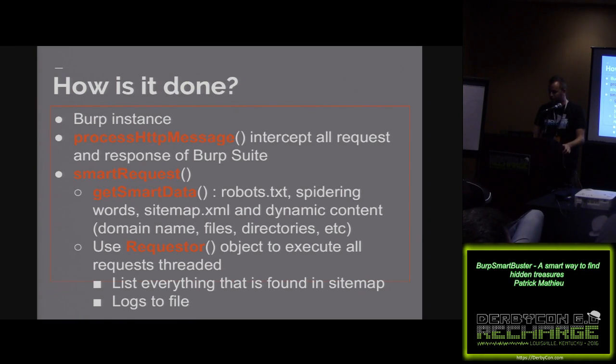So the smart request will do get smart data. It will execute the code to get the robots.txt, the spidering, the sitemap once, and then it will create the dynamic content based on the domain name, the file name, directories. All this is put inside a queue that the requester will just go in, empty it, and create requests to check if the file exists or not.